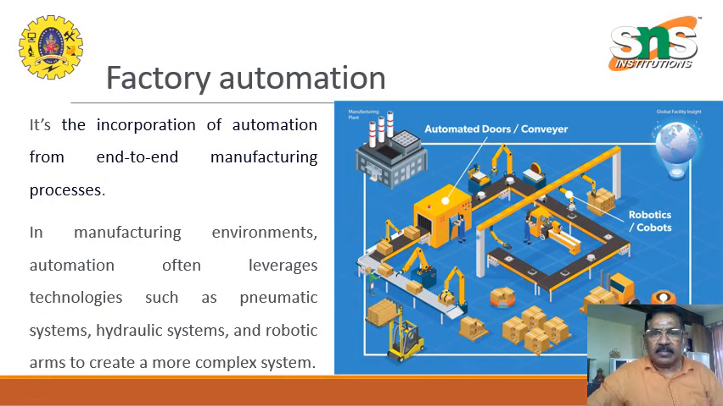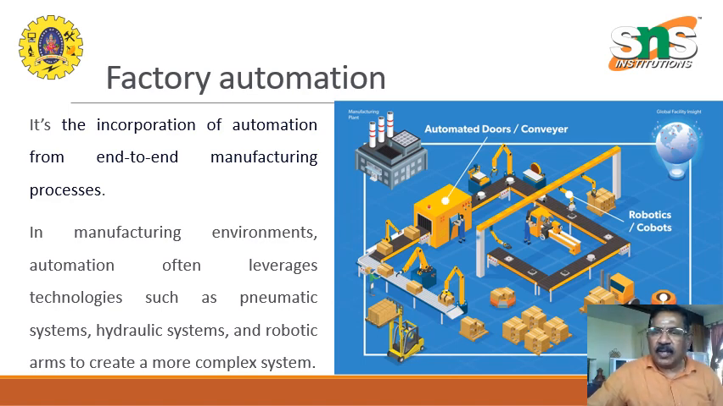Now, factory automation. A series of activities happens in a factory, and at every stage some kind of automation equipment is used for automating a particular work in the product manufacturing cycle. It is the incorporation of automation from end-to-end in the manufacturing process. In a manufacturing environment, automation often leverages technologies such as pneumatic systems, hydraulic systems, and robotic arms to create more complex systems, or you can have simply automated doors, conveyors, etc.